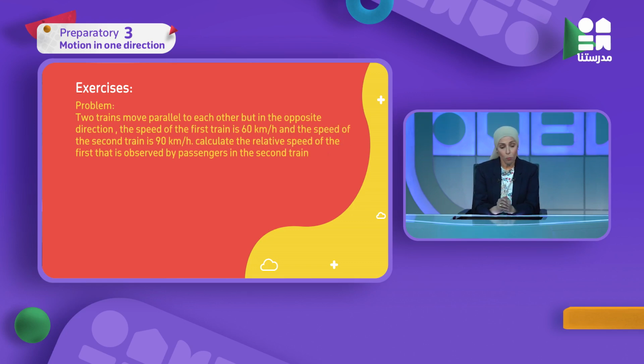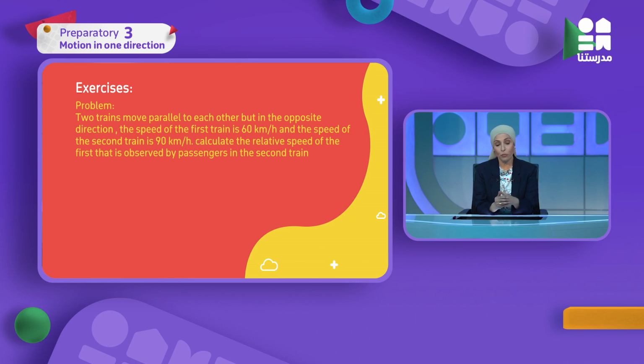Two trains move parallel to each other, but in the opposite direction. Here I'm going to underline the direction, the opposite. And my mindset said to me, opposite direction, what am I going to do? I said same direction, subtraction. Opposite direction, addition of the two speeds.